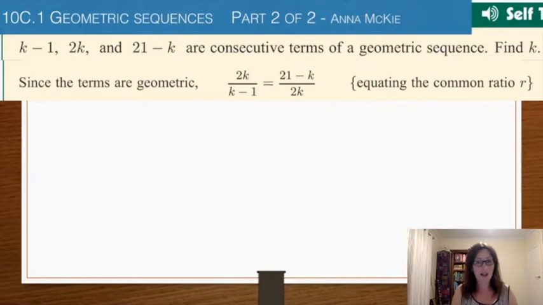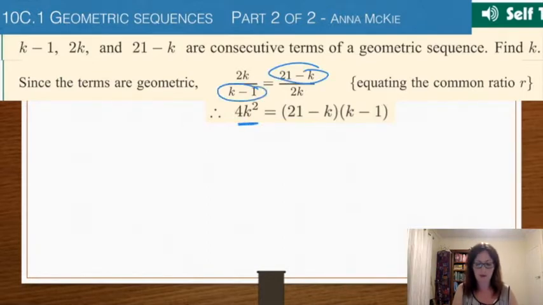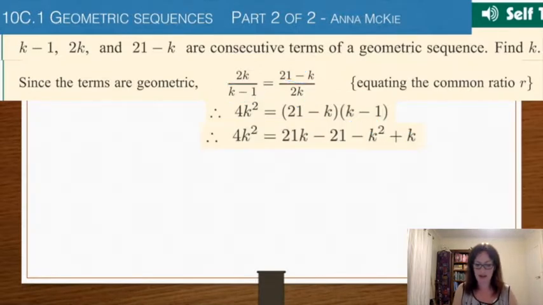Now we need to use our algebra skills to rearrange that. You're going to cross multiply there and see what we get. We get 4k squared equals that multiplied by the denominator there. Now you have to expand that bracket and you would get 21k, subtract 21, subtract k squared, now it's add k. Written out neatly for you is that.